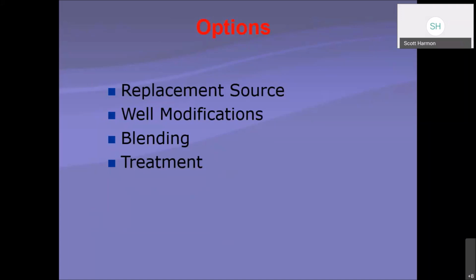Of course, none of these options, maybe the possible exception of blending, were items that were going to have no cost. Even with blending, you probably had a cost of being able to control the flow of both of those different wells or both of those different water sources.